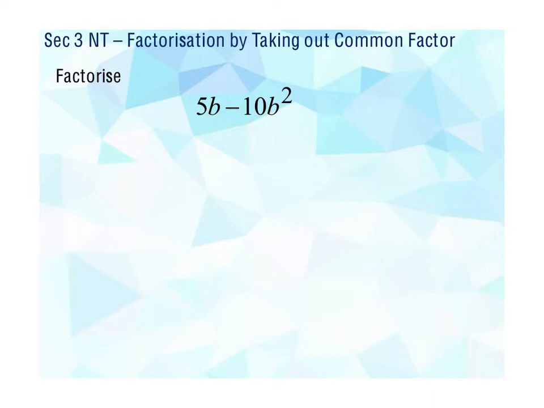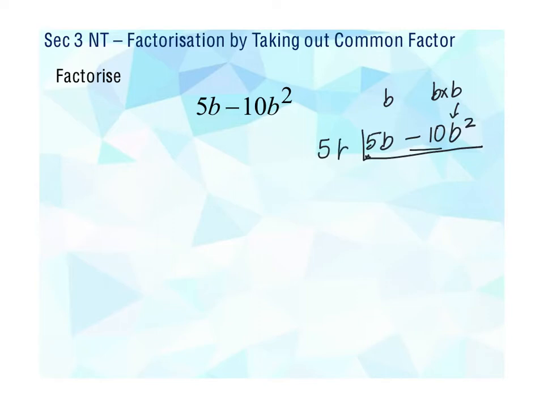Factorize 5b minus 10b squared. So down here we will have 5b minus 10b squared. Let us consider the numbers. What is the common factor for 5 and negative 10? The common factor will be 5. One is b, the other one is b squared. B squared is actually b times b. The other one is just b. So the common factor will be b.